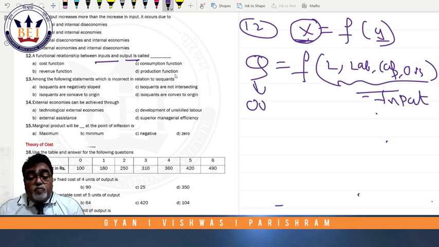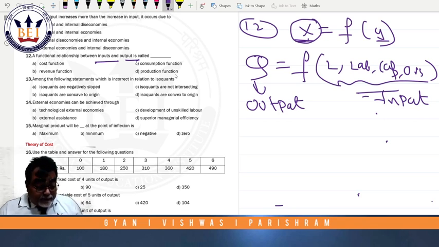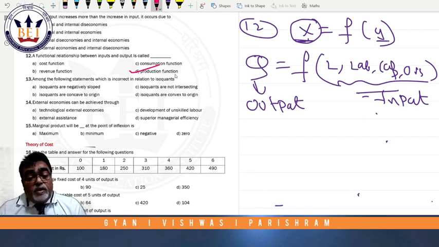This is output. Production is nothing but transformation of input into output. So this production function is the functional relationship between input and output. So my answer here should not be cost function, not revenue function, not consumption function. Obviously it should be the production function.